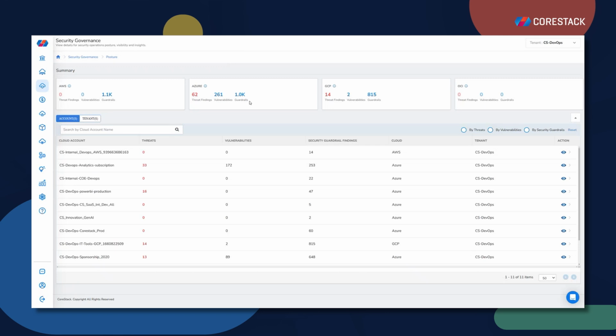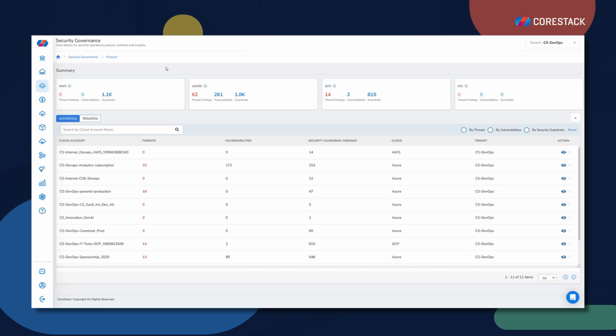If we look at this box specifically, which highlights the Azure threat findings and vulnerabilities, these first two numbers, the threat findings and vulnerabilities, come from the native toolset, so Azure Security Center in this case. You'll notice there's a third number labeled as guardrails. These are the findings that are the results of CoreStack's own detective security policies. So in certain cases, if a particular customer is not utilizing the native security toolsets, CoreStack will have our own security policies to provide additional recommendations.